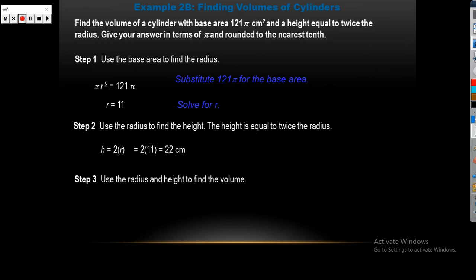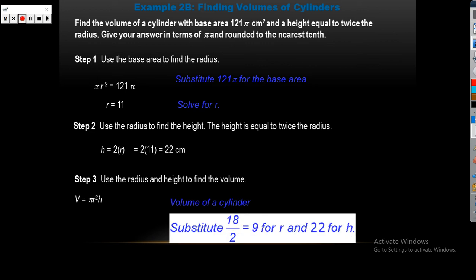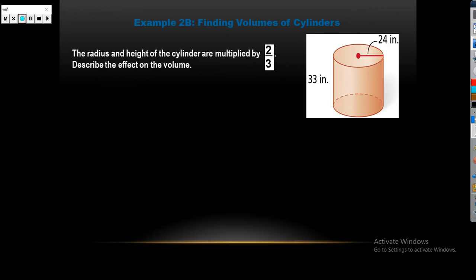Now I just need to find the volume. The volume of a cylinder is pi r squared times h. I have r equals 11 and h equals 22. So it will be pi times 11 squared times 22, which is 2662 pi centimeters cubed, approximately 8362.9 centimeters cubed. The next example, he said the radius and height of a cylinder are multiplied by 2 over 3.